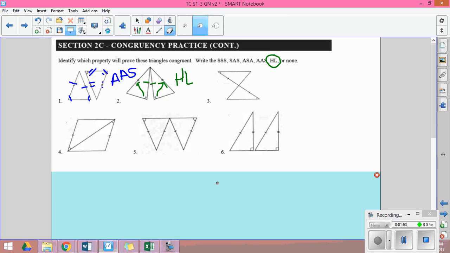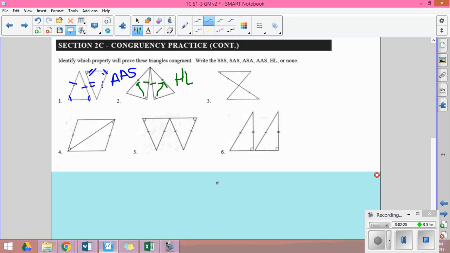Now, the next one brings up an interesting situation that you should look for regularly. There's only a few things we can assume from a picture, and that's really a dangerous thing in geometry. We always want a reason for what we know. But a couple of things that you get from a picture are that 2 angles form a linear pair. If the picture looks like a straight line, it is. It's a linear pair. And vertical angles.